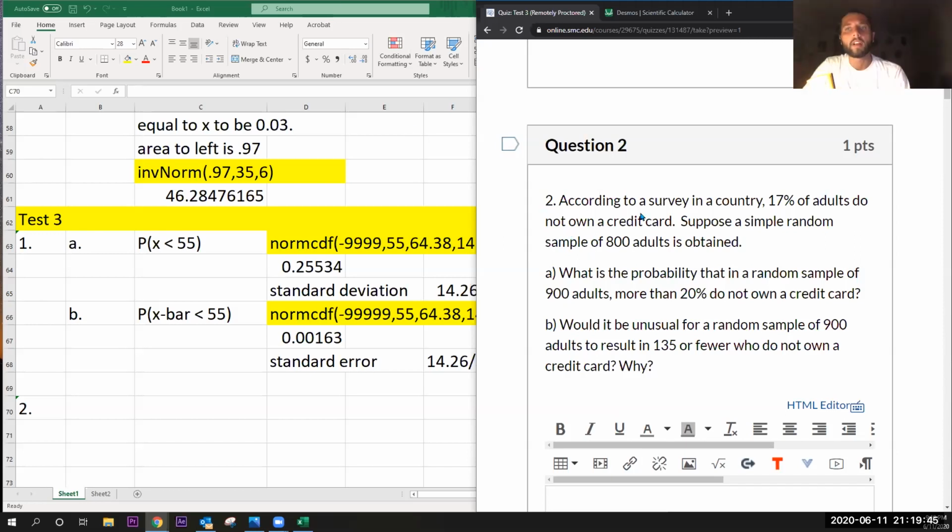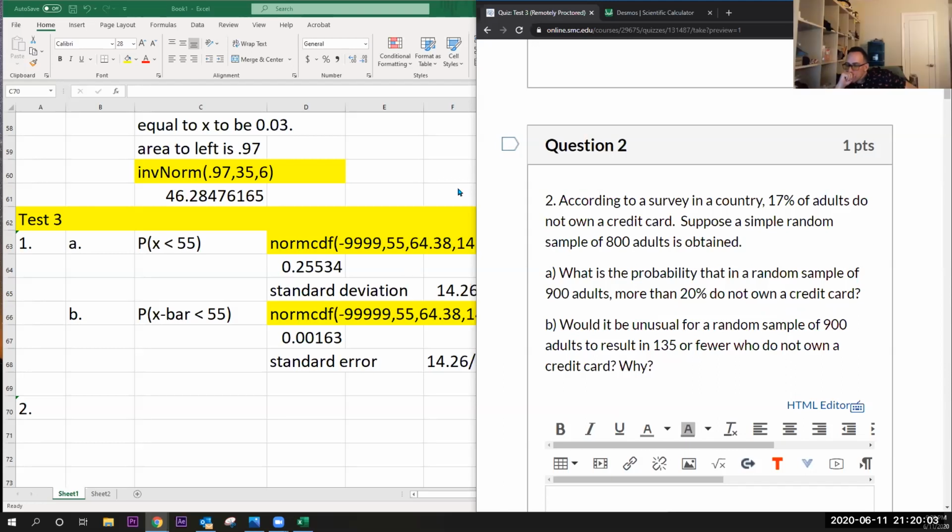According to a survey in a country, 17% of adults do not own a credit card. Suppose a simple random sample of 800 adults is obtained. What is the probability that in a random sample of 900 adults, more than 20% do not own a credit card?